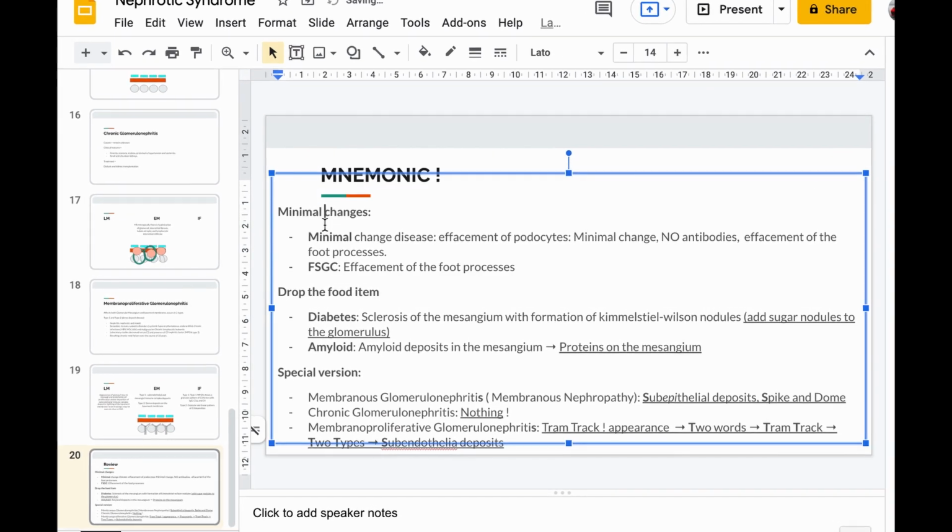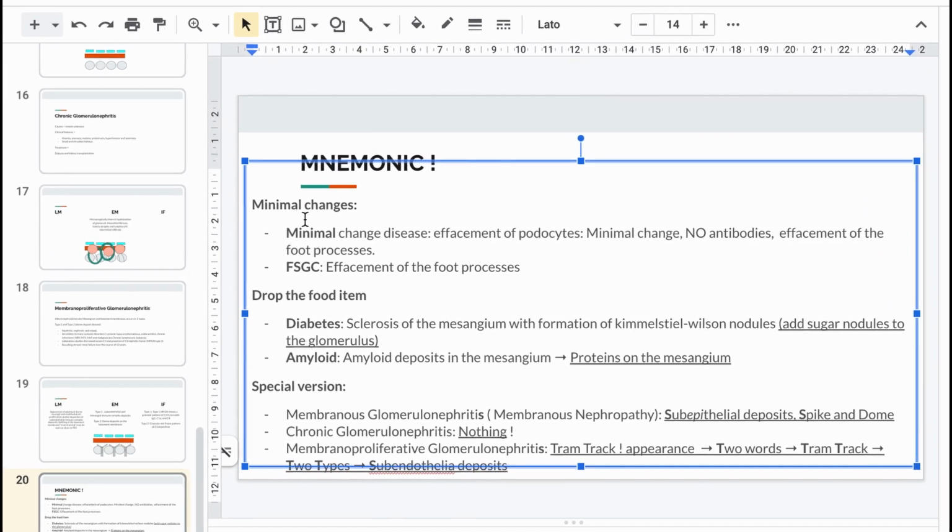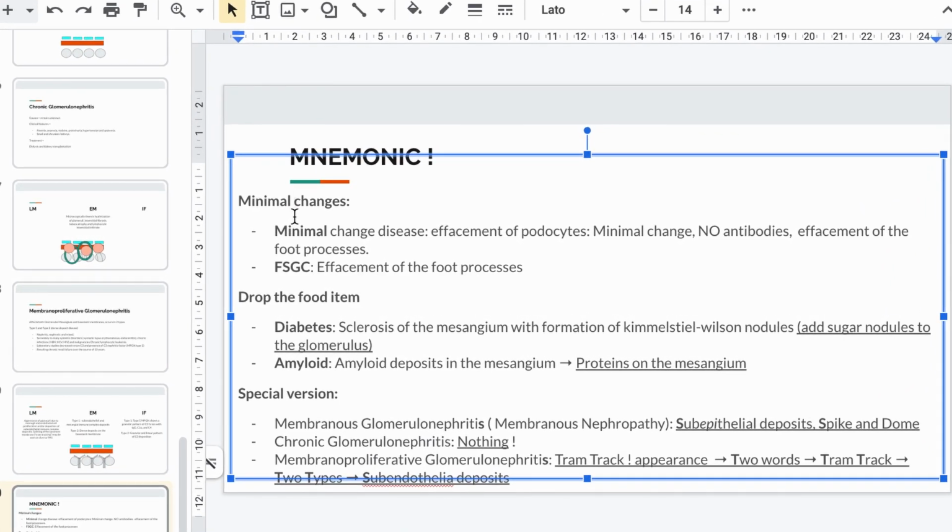So guys, first of all, the diseases can be divided into three main categories. The first category is called minimal change, the second category is called drop the food item category, and the third one is obviously called special version. So the first category, minimal changes. Obviously you can tell from the title, it's very obvious that there are minimal changes in this type of disease. So what type of diseases have minimal changes?